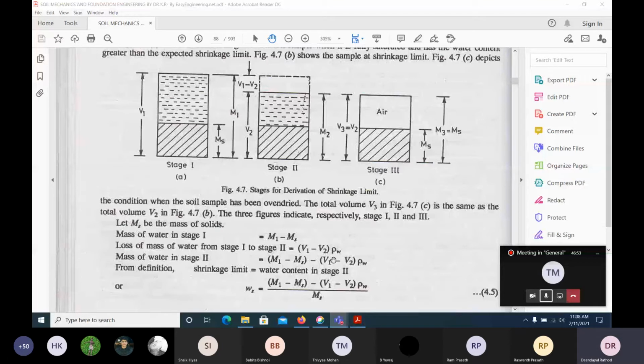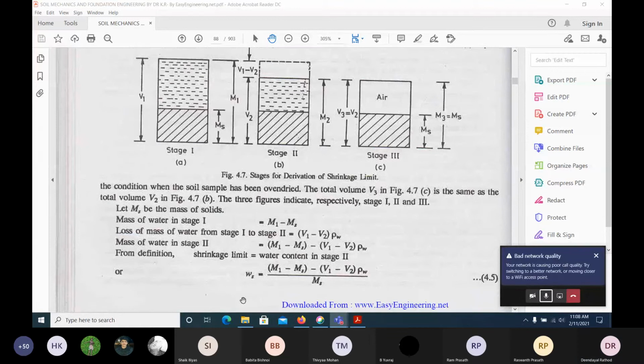What is the definition of our shrinkage limit? It is the water content in stage 2. How can we find out the water content? We know the mass of water in the second stage. What will give the water content of the shrinkage limit? Is it clear? Here, what is the loss of water? We got it. That's what the meaning is, right?